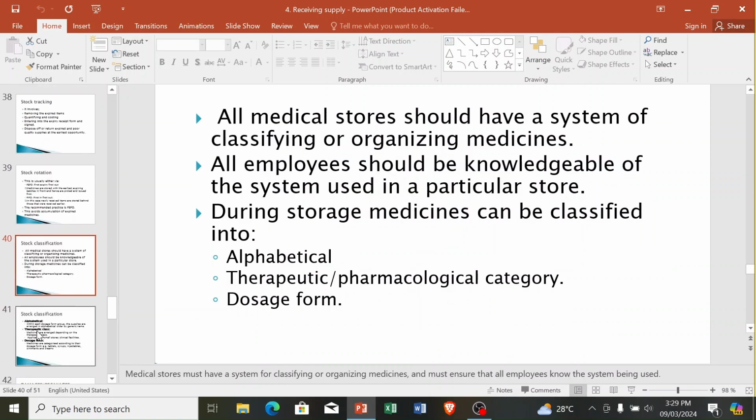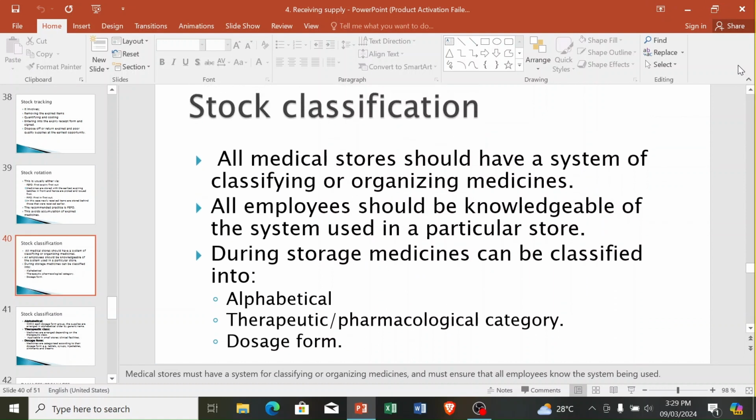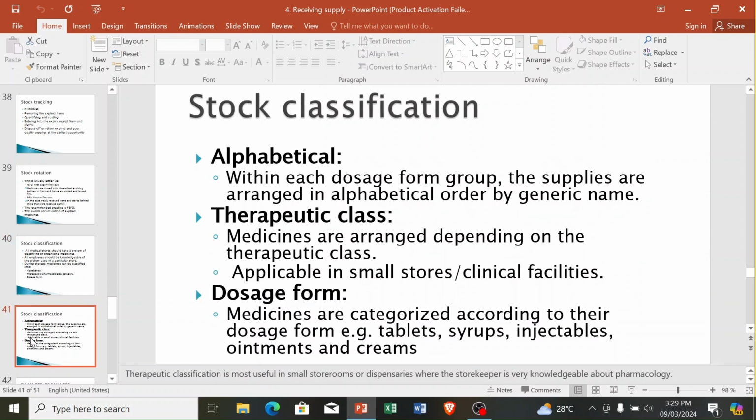Okay. So stock classification, all medicines stored should have a system of classifying or organizing them. All employees should be knowledgeable of the systems used in particular stock. During storage, medicines can be classified into alphabetical order, therapeutic or pharmacological category, and then can also be classified in form of the dosage forms. So with alphabetical, within each dosage form or group, the supplies are arranged in alphabetical order by generic name. Therapeutic class medicines are arranged depending on the therapeutic class applicable in small stores or clinical facilities.